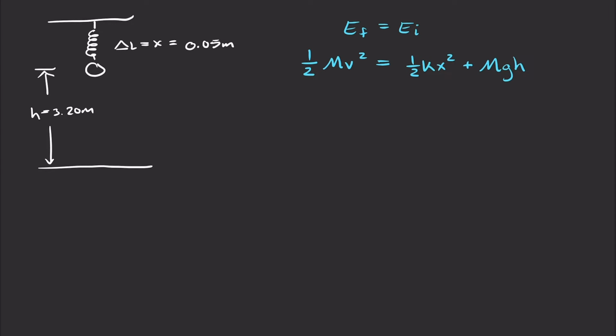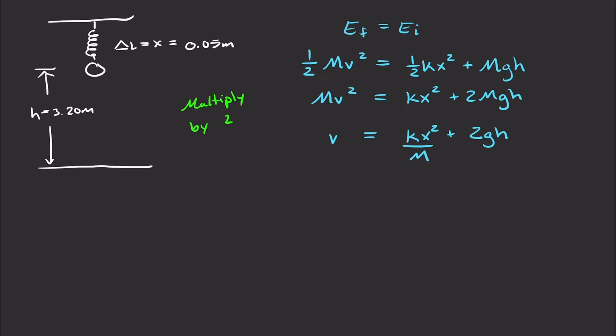Okay, so I'm going to start off by multiplying by 2 just to clean this up a bit. So I'm going to do this on both sides. So this becomes mv squared equals kx squared plus 2mgh. So that gets rid of all my fractions. And now I just want to solve for velocity. So I'm going to first divide by m. So I get kx squared over m plus 2gh, the second term is going to lose its m. And then I need to take a square root.